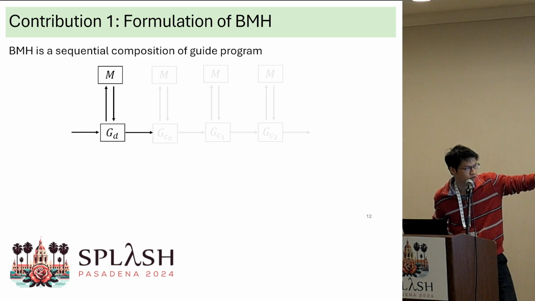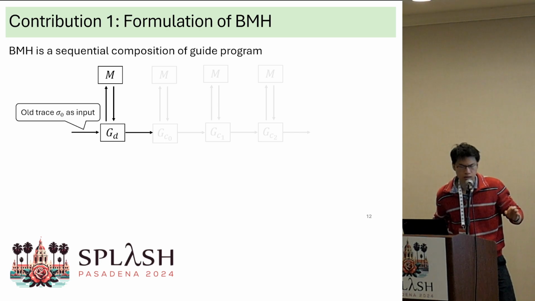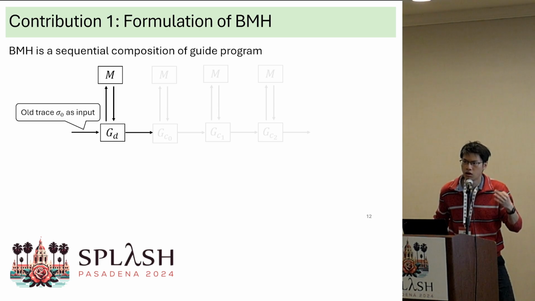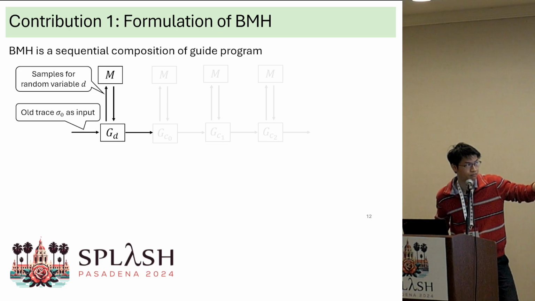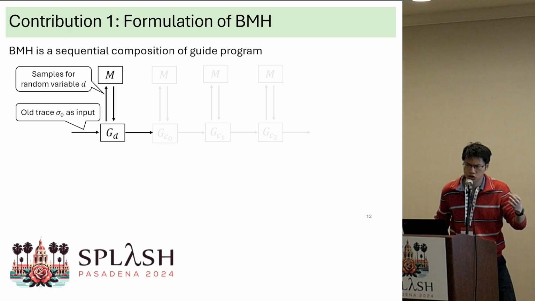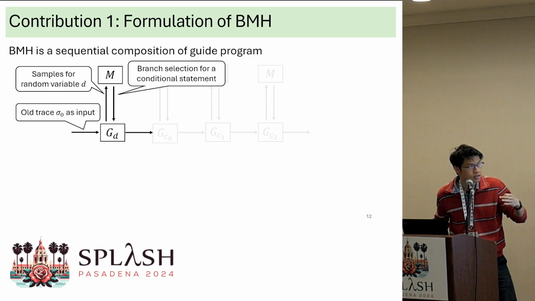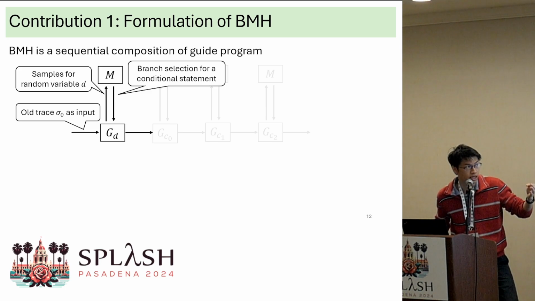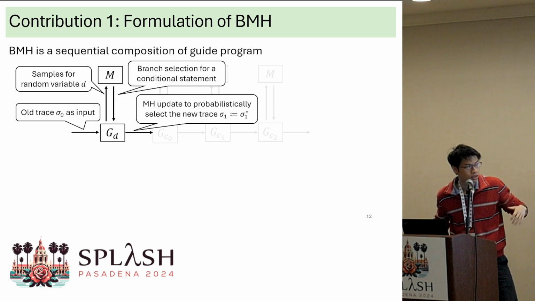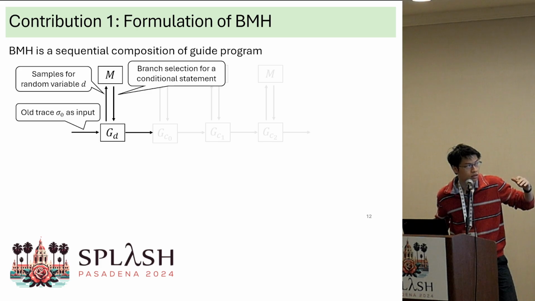Specifically, let's focus on the first guide, GD. It takes as input the old trace, sigma 0, which stores all the old samples of all random variables. GD then draws a sample for the random variable D and sends this sample to the model program M. And when we reach a conditional statement in the program, it is the model's responsibility to decide which branch to take, and this branch selection is sent back to the guide. And this communication continues between the model and guide until they terminate.